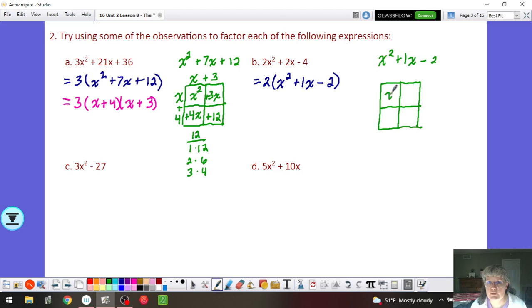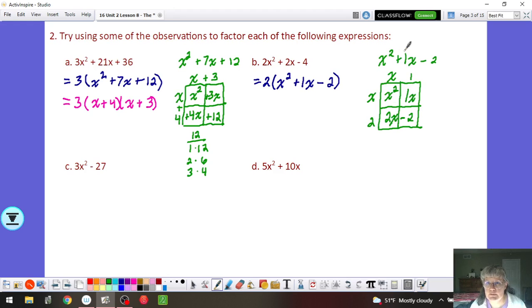We have our x squared in the upper left. We have our minus 2 in the lower right. It has to be x times x to get x squared, and the only factor pair of 2 is 1 and 2. So if I have 1 times x is 1x, and 2 times x is 2x.